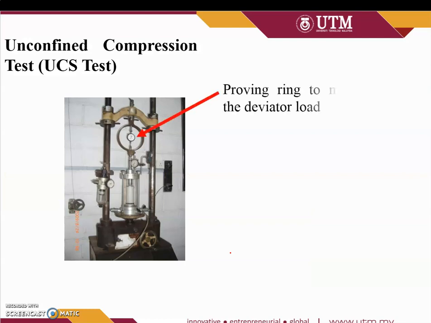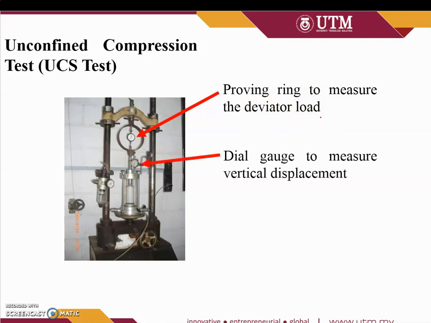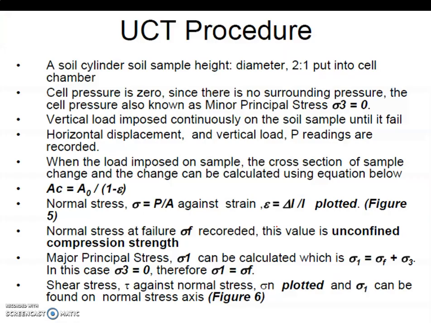So, the unconfined compression test, just like I briefed just now. We have a proving ring to measure the deviator load. Deviator load is the additional increment of the load during the test. A dial gauge measures the vertical displacement, because when we apply the load, the soil will have a settlement, right? And this is the specimen of the sample inside the chamber or the cell.